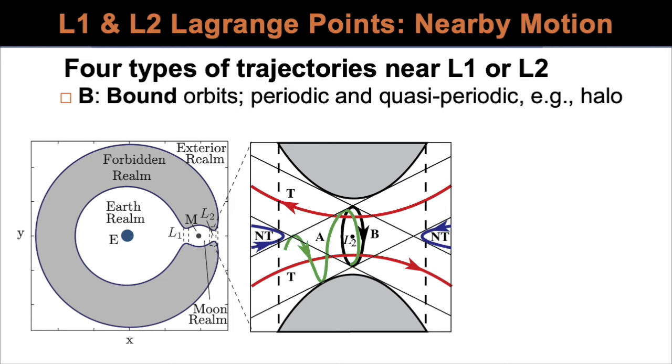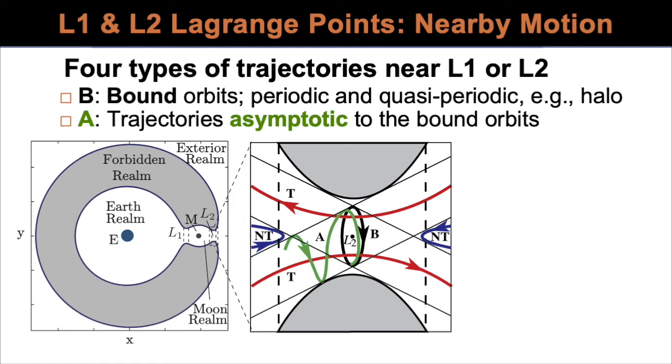Then there are what I label as A, these are asymptotic trajectories. They're asymptotic to the bound orbits, and they come in two types. There's the ones that are stable, so they're winding onto one of these periodic or quasi-periodic orbits, or you could be winding off of it, which would be unstable.